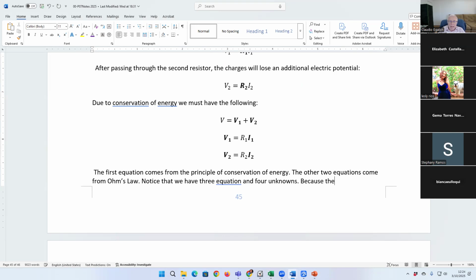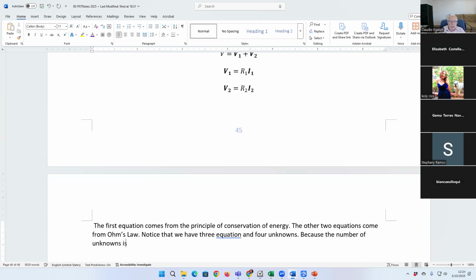Because the number of unknowns is larger than the number of equations, we cannot solve this problem.